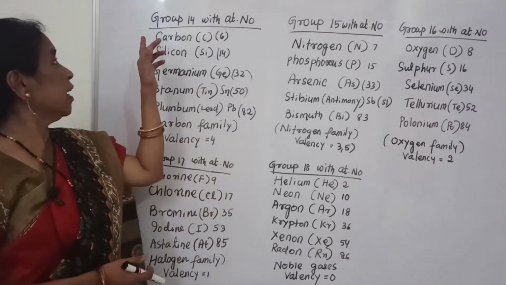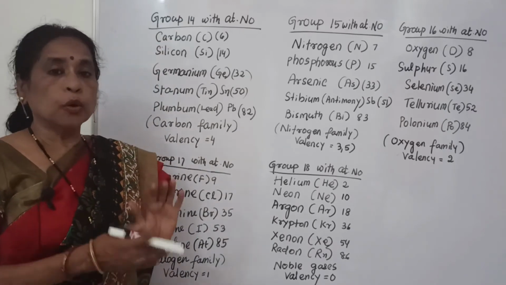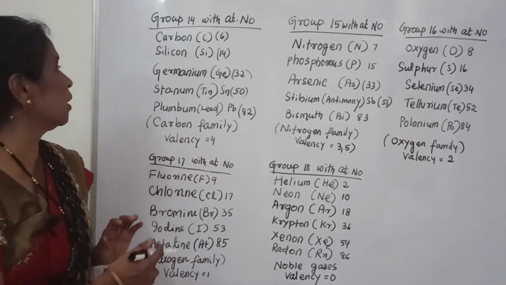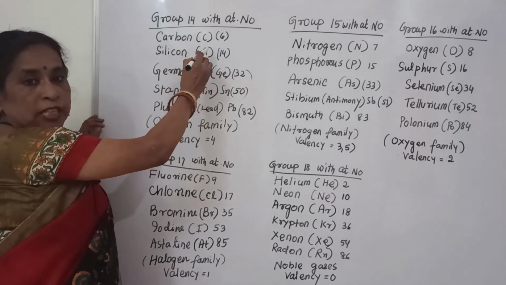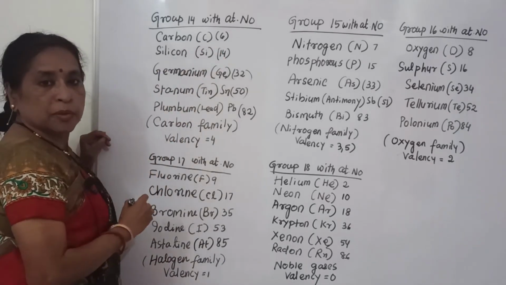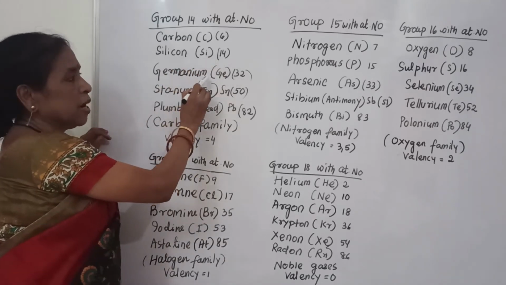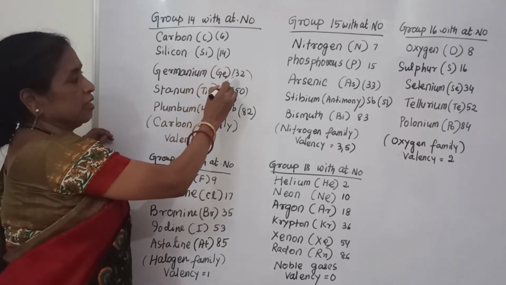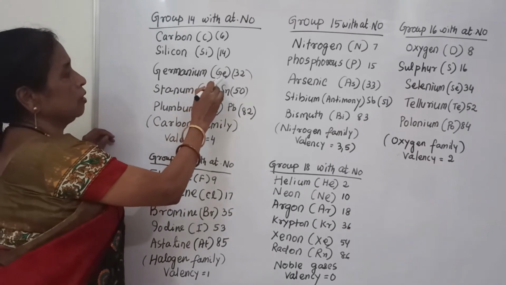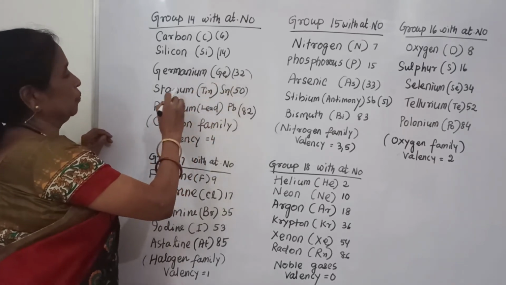Now here it is group 14. Group 14 with atomic number. Carbon, what is symbol? C. Atomic number 6. Silicon, Si, 14. Germanium, Ge, capital G, small e, 32.